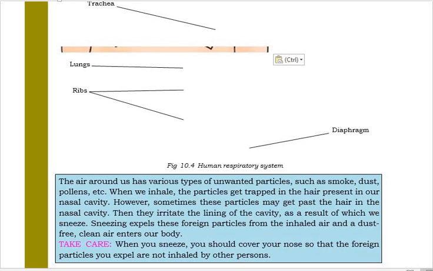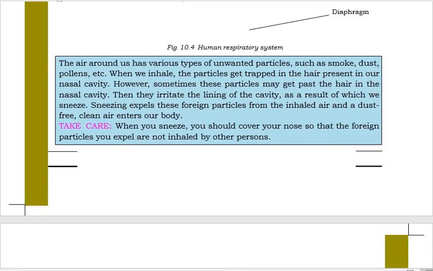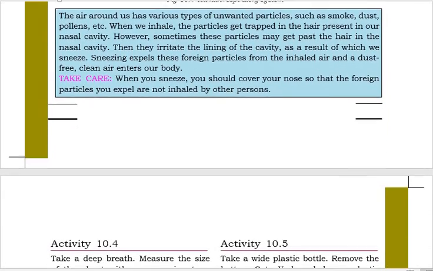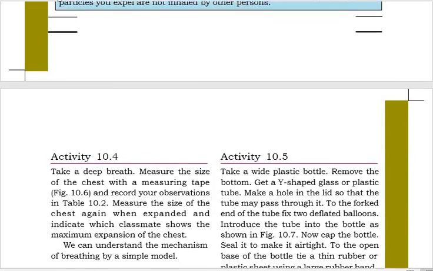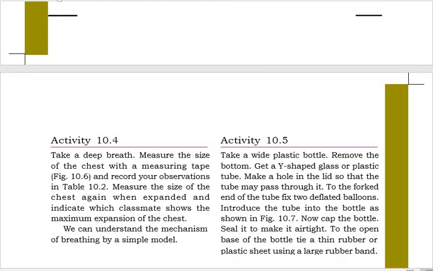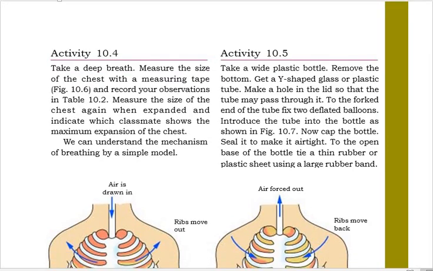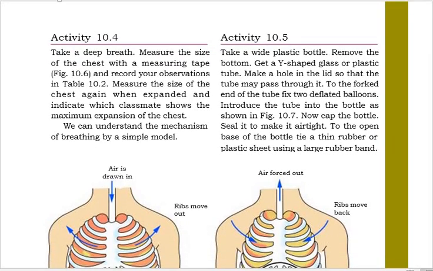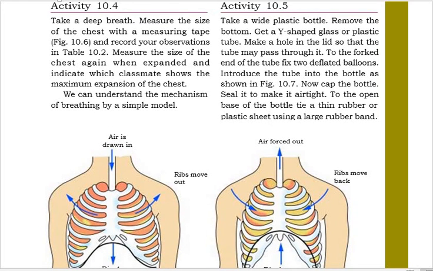Now we will see one activity given in your textbook. Activity 10.4. Take a deep breath. Measure the size of the chest with a measuring tape and record your observation in Table 10.2. In 10.2 you can see one column is given. Measure the size of the chest again when expanded and indicate which classmate shows the maximum expansion of the chest.